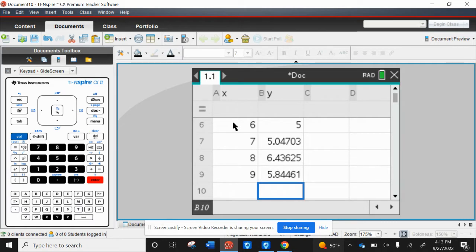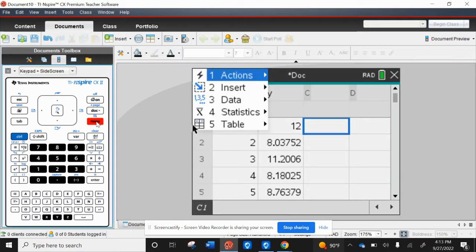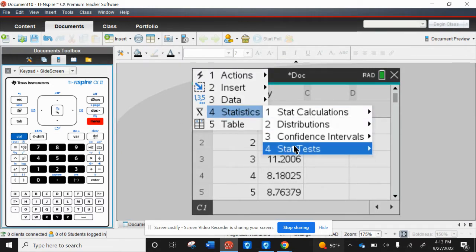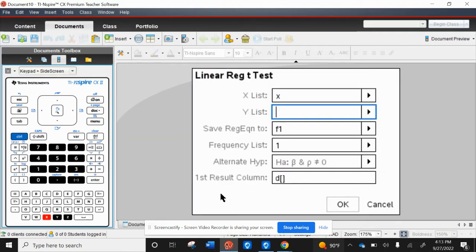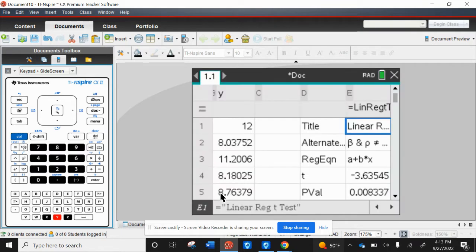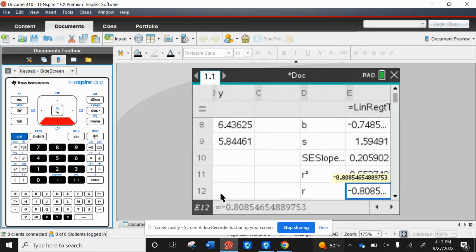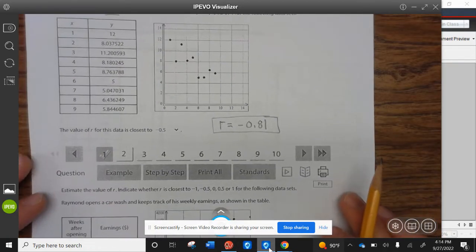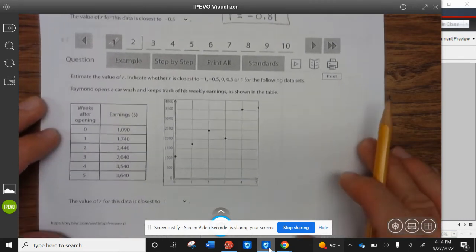All right, so now once you have the values typed in, you're going to go to C1, and then you're going to go to Menu, Statistics, Stat Test, Linear Regression T-Test. All right, this is X and Y. Press Enter twice. Now you're going to go down to the R value, and you're going to round to 2 decimal places. So R equals -0.81, which is closest to -0.5. All right, let's take a look at the next example.